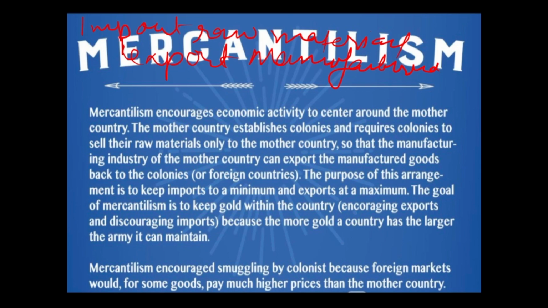We all know what the British did with India. They imported all the cotton, indigo and other raw materials from India to Europe and Britain, and there they had big factories. There they manufactured products and brought them back to India for selling, thus depriving India of industrialization. This is one of the major policies of mercantilism.